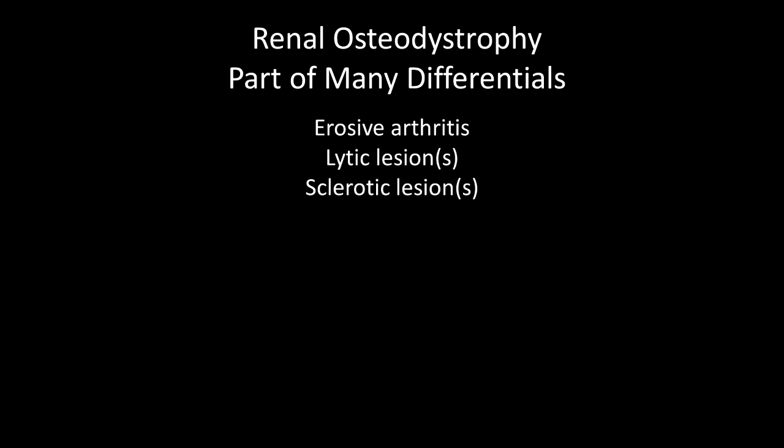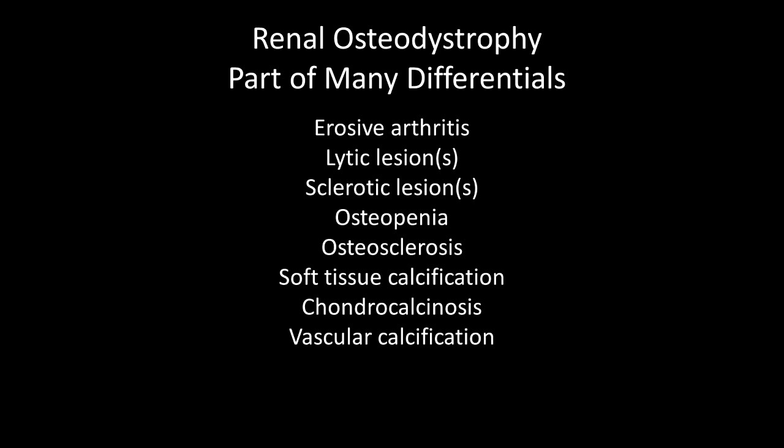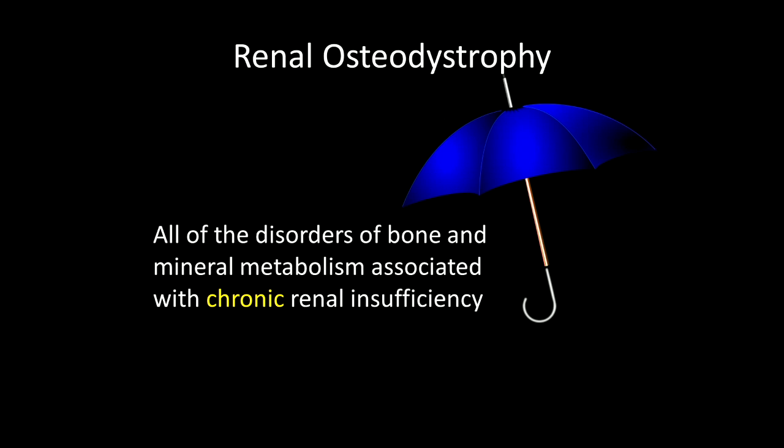For either solitary lytic lesions or multiple lytic lesions, the differential includes brown tumors, which are associated with hyperparathyroidism and renal osteodystrophy. Osteosclerosis and osteopenia, the differential should always include renal osteodystrophy. And finally, various mineralizations in soft tissues, including vascular calcifications, chondrocalcinosis, and tumoral calcinosis, are also something that you need to consider when you're giving a differential for these findings. And finally, fracture.